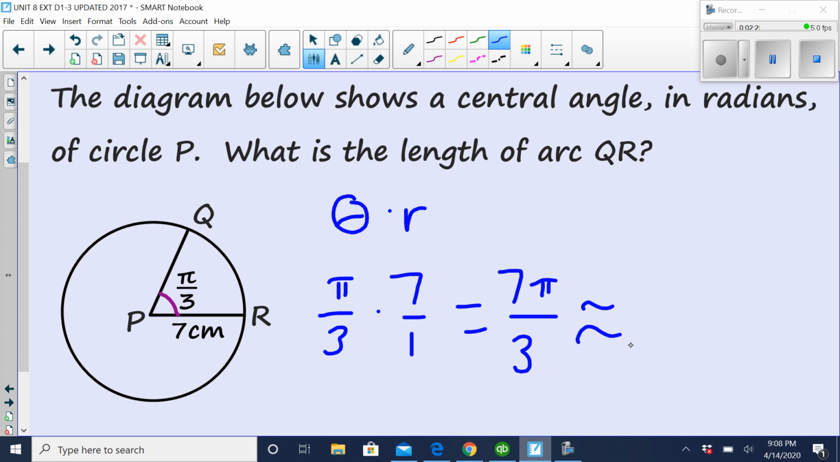And then I can convert it to a decimal. 7 pi over 3 would be the exact value, so that's probably the best answer. But if they ask us for a decimal answer, we would just round it to about 7.33. And that's all we're doing for this one.